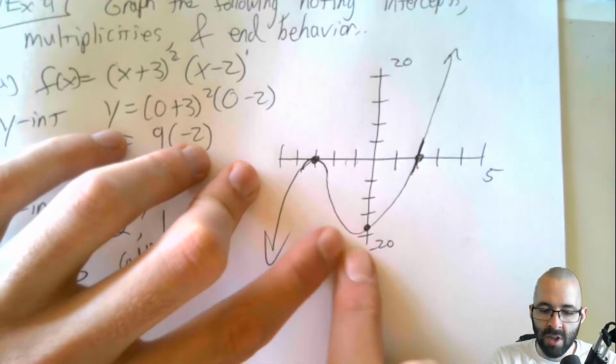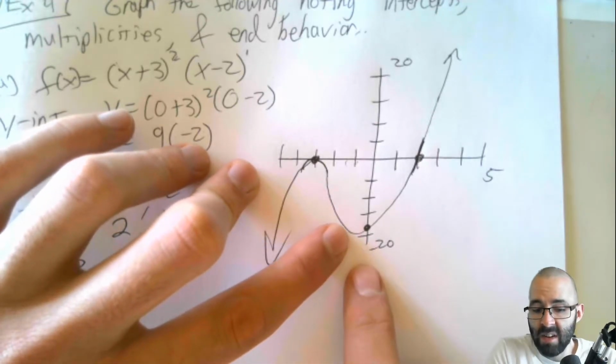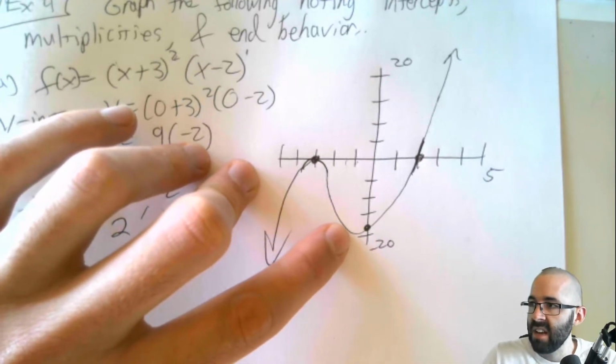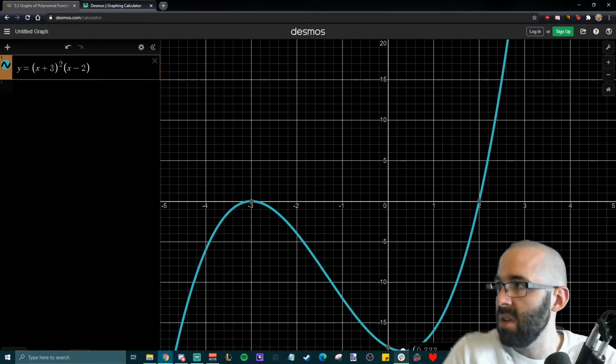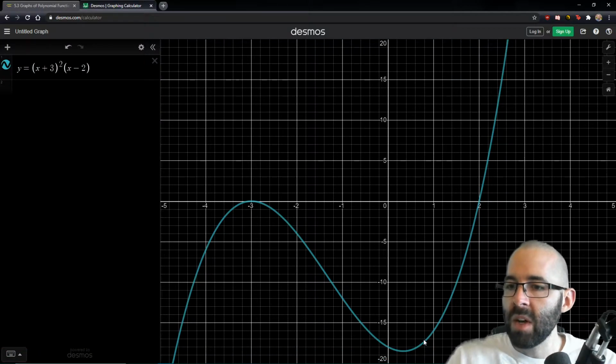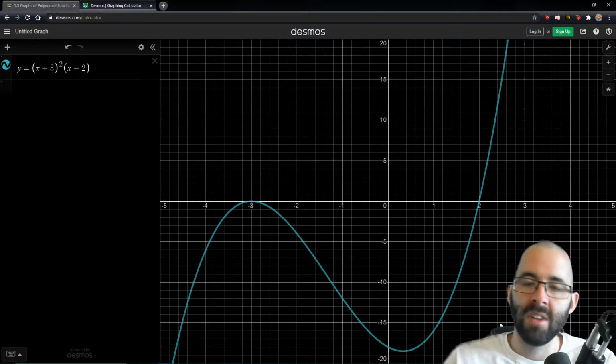Here, my turning point was a little negative. Their turning point, right? The positive x coordinate. So it's a little off, but it's pretty close, all right? And we incorporated all the information that the problem wanted us to incorporate. So that's how you approach these problems.